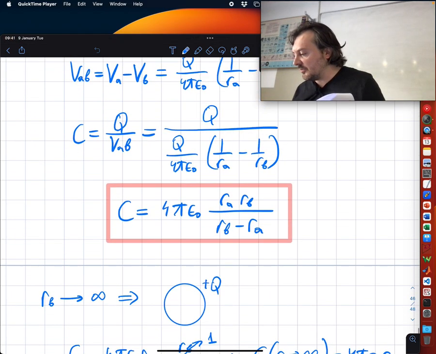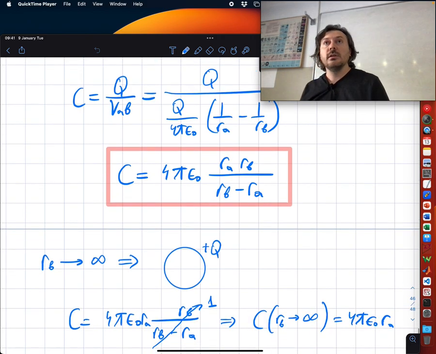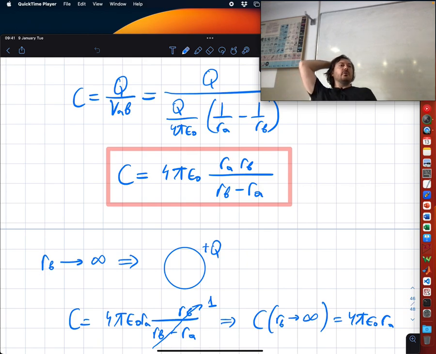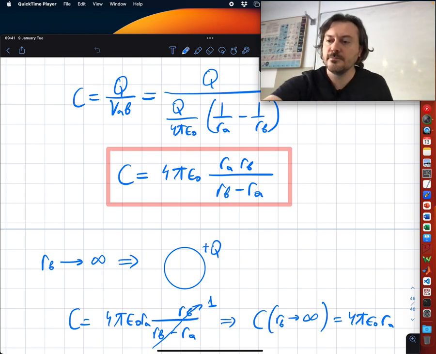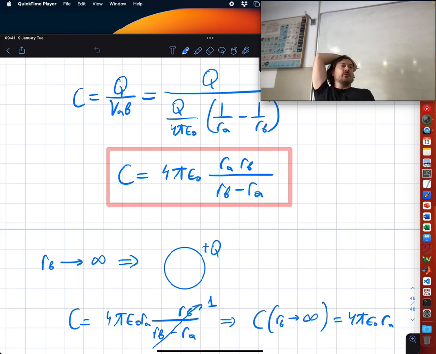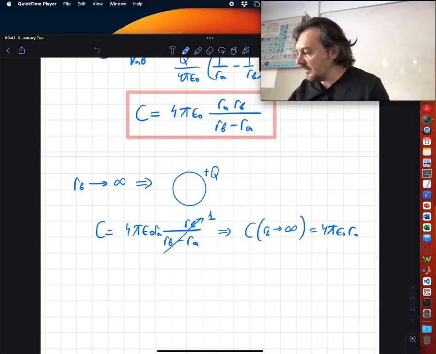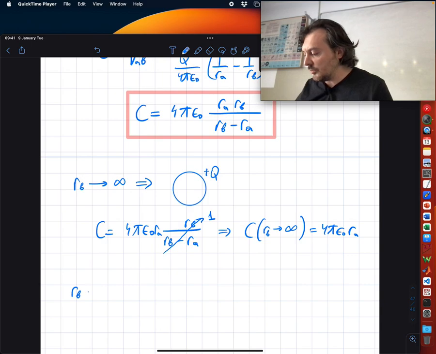We have an expression for capacitance, right? This is for the spherical capacitor. And we have used one extreme of it. What was it? We took RB to infinity. Now let's look at another extreme case where RB is very close to RA.